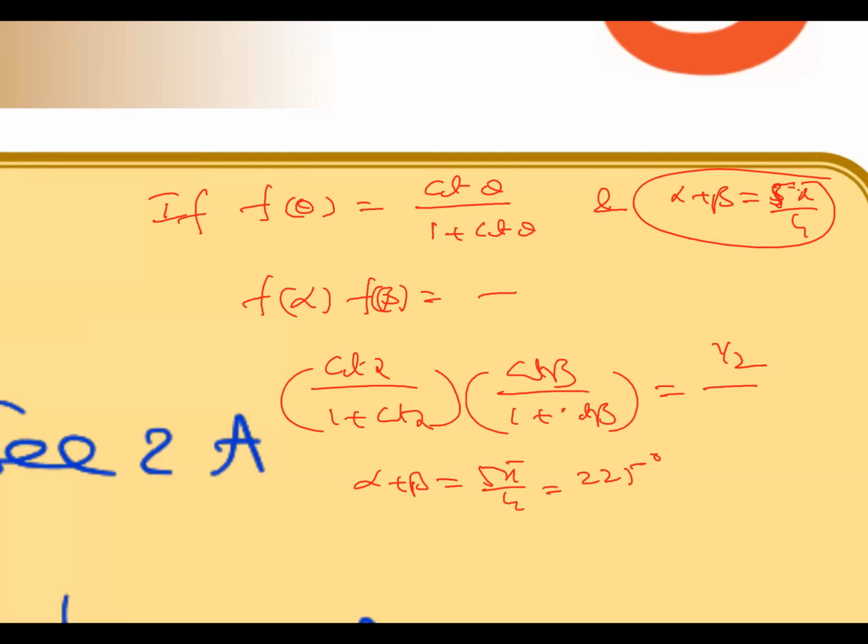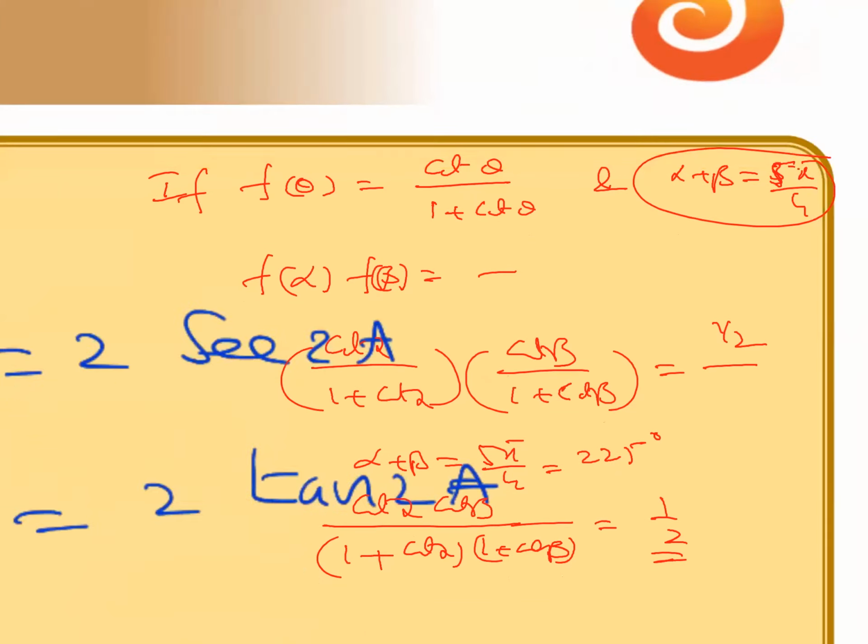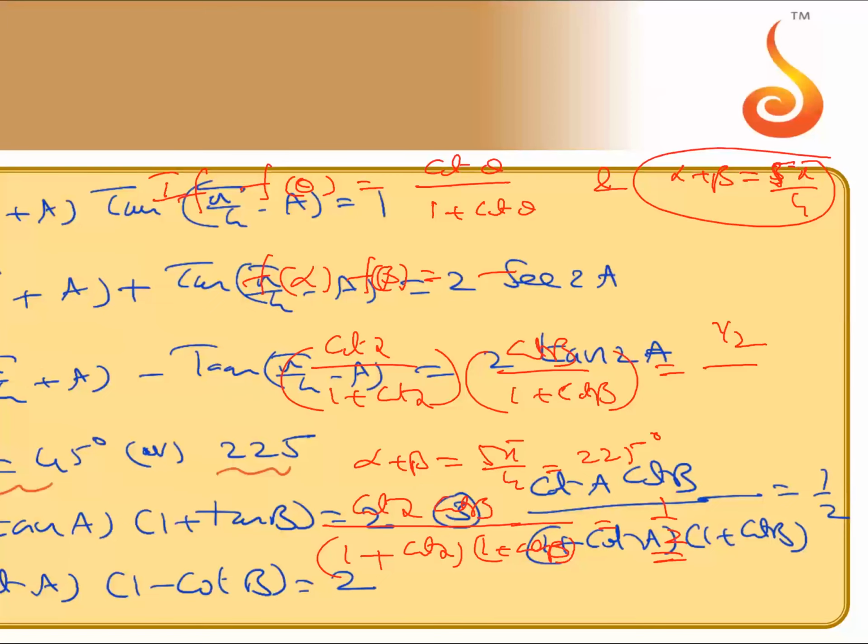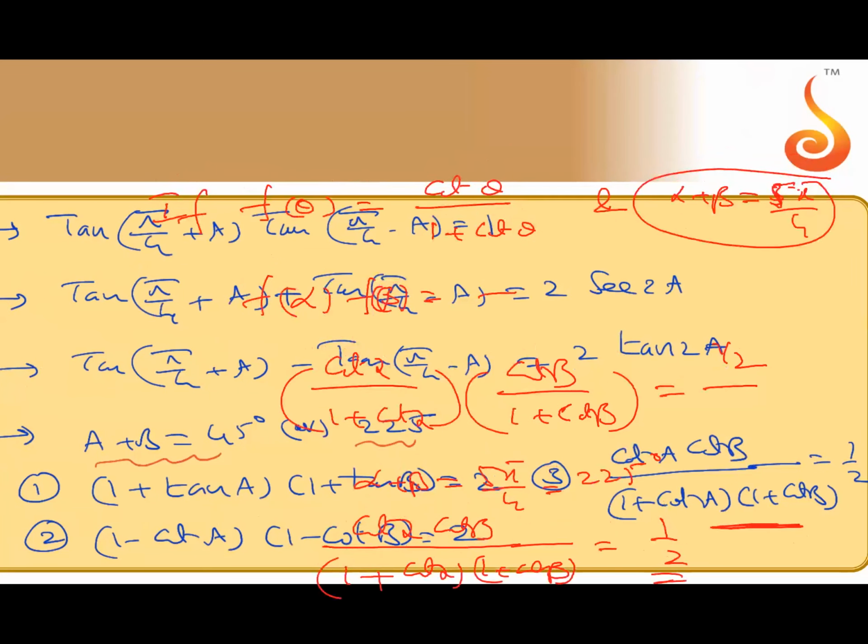So here it will be cot alpha into cot beta by (1 plus cot alpha) into (1 plus cot beta). This question came in the mains exam only. This is 1 by 2. That's the property which is given in the question, because they won't give it directly, they will give it indirectly. I gave the property just now, and using that property you solve this.